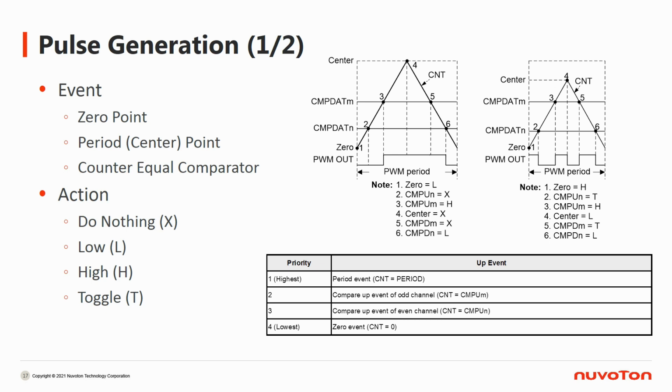The fourth is center equals X, meaning when the counter reaches the center, like 0.4 in the graph, no action needs to be done, it will remain high. The fifth is CMPD M equals X, meaning when the counter counts down and reaches the compare value M, like 0.5 in the graph, no action as well, remain high. The last is CMPD N equals L, meaning when the counter counts down and reaches the compare value N, like 0.6 in the graph, it would output low. Therefore, by the settings between events and actions, we would get a PWM pulse.